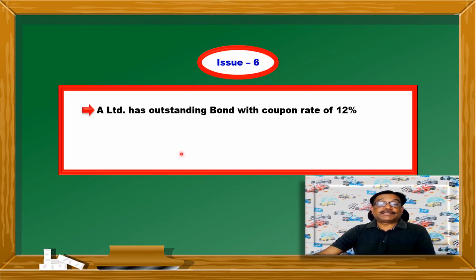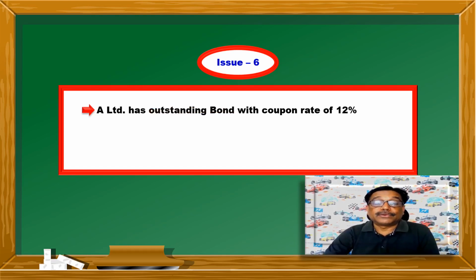Issue number 6. A Limited has an outstanding bond with a coupon rate of 12%. Outstanding bond means a bond already issued, with a coupon rate of 12%.